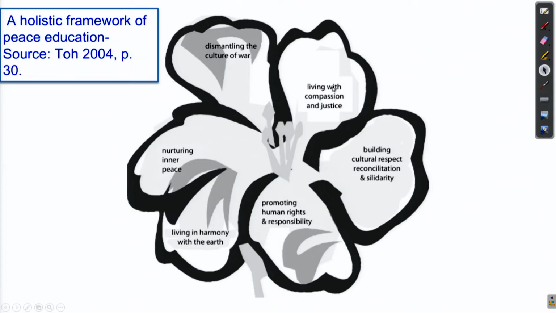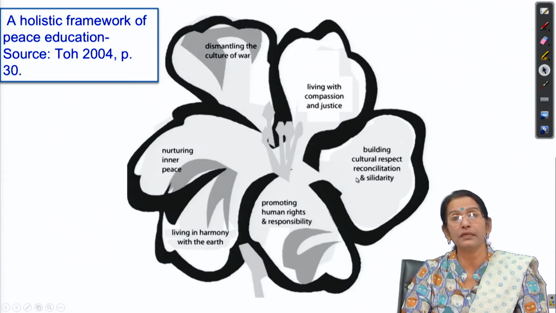ESD learning process. So, living with compassion and justice, that is one, then building cultural respect, reconciliation and solidarity. Through ESD we have to disseminate information and generate awareness about how to be very open-minded, how to develop cultural intelligence and emotional intelligence, and how to be responsive to diversities, cultural and ethnic diversities, irrespective of all these differences and backgrounds, how to reconcile and how to establish our solidarity. That is a basic characteristic of global citizenship.